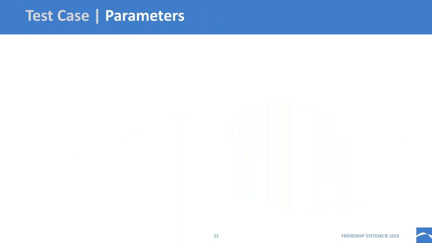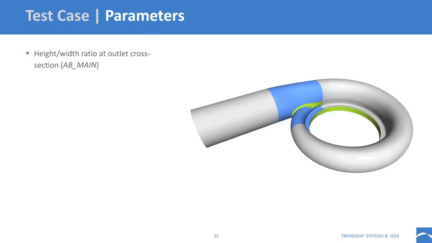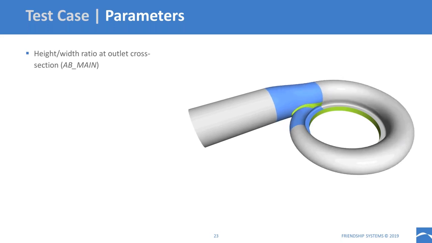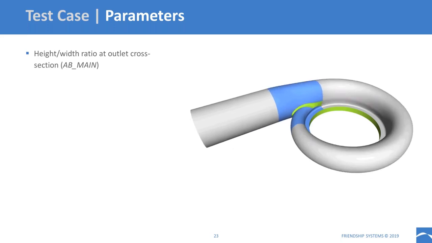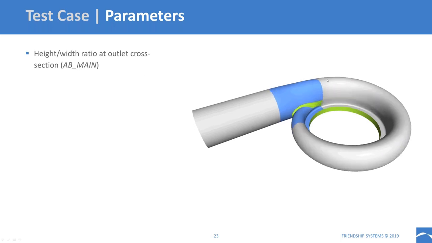So now just briefly to show the parameters that we have used in the optimization study. So of course, the whole model of the volute has several parameters. I don't have the exact figure, but it might be 20, 30 parameters in total that control the shape of the volute. And we have selected some of these parameters for our optimization study. And the first one is the height-width ratio at the outlet cross-section of the volute. The parameter is called AB main.